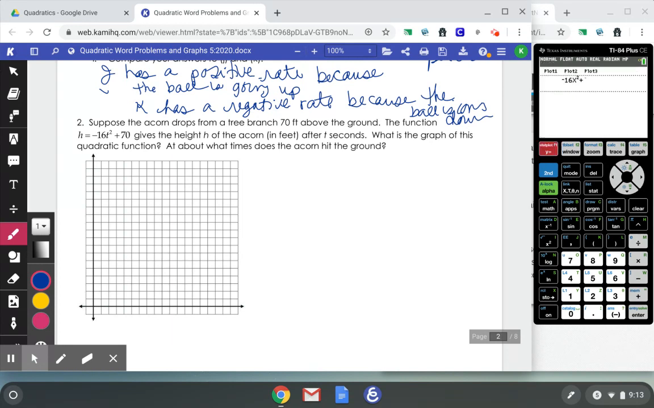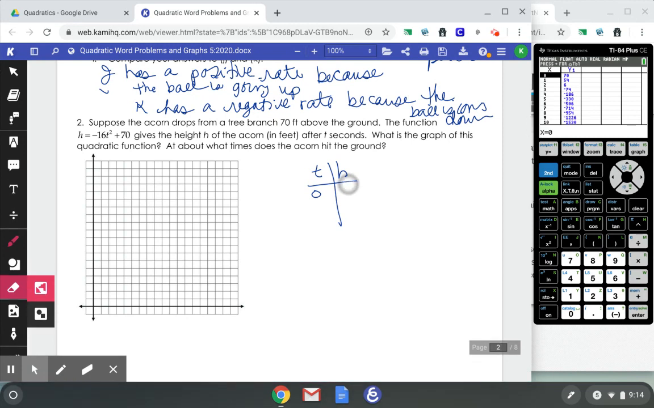So just like the last one, I am going to type my equation into the calculator, and I'm going to look at my table of values. When I look at this, I'm going to start at 0. So that's 70. 1 second is 54, and 2 seconds is 6, and then 3 goes into the negative.